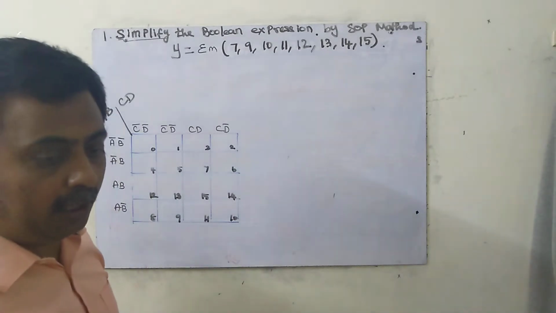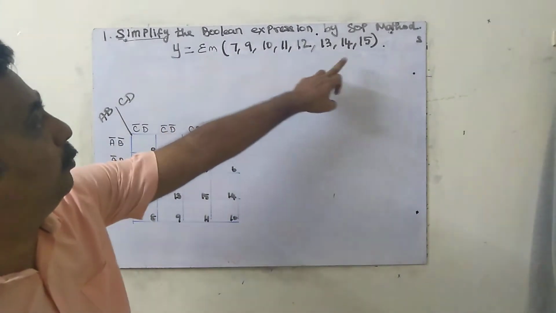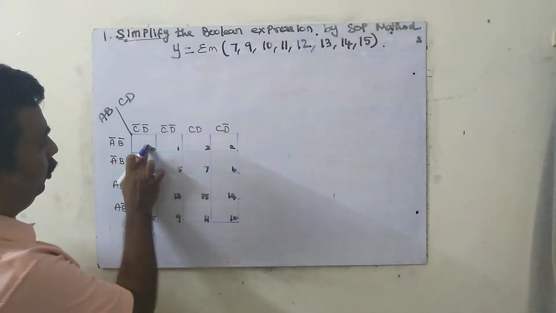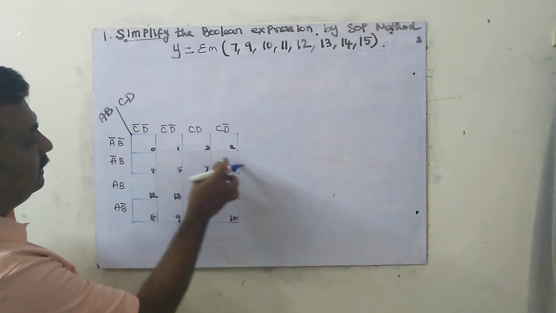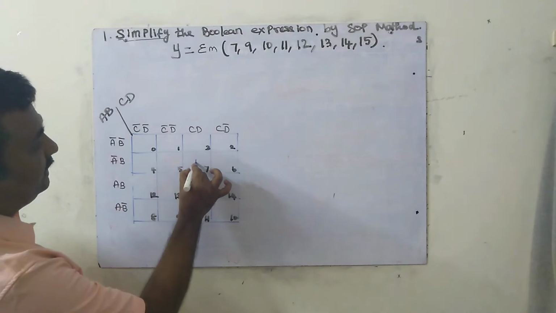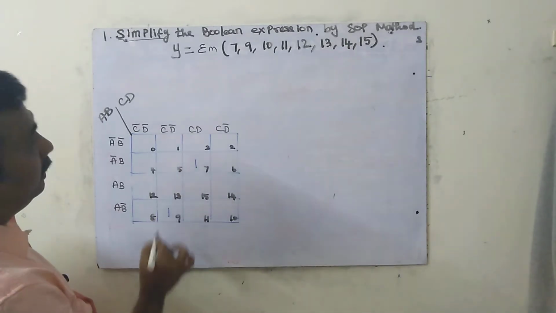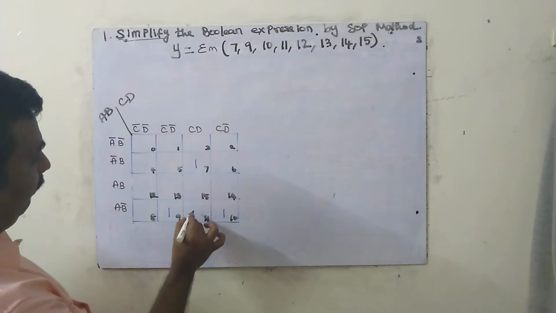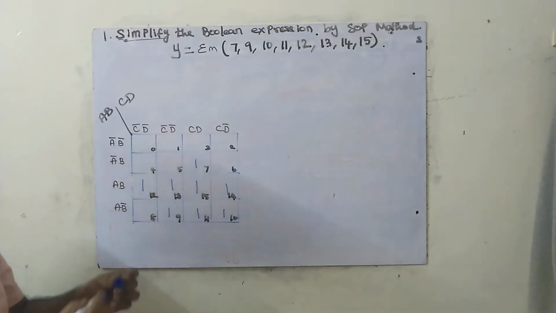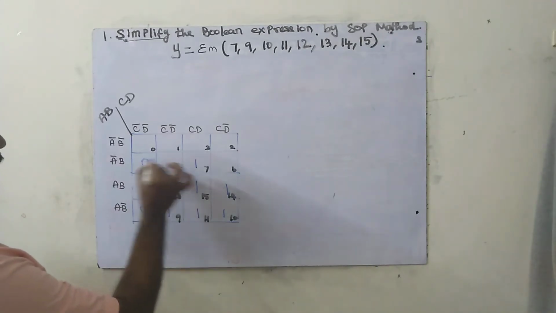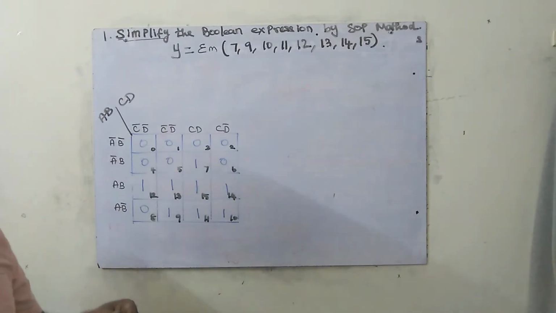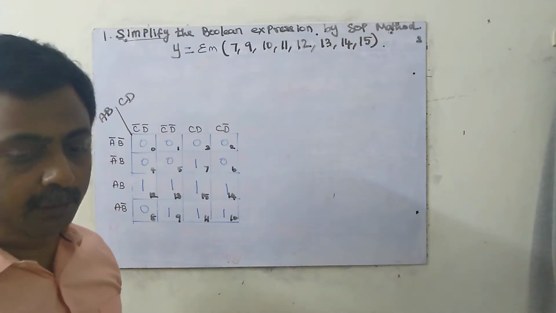Next what do I have to do? I have to put the 1s. In which locations do I have to put 1? Where is 7? See, 0, 1, 2, 3, 4, 5, 6, 7, then 8, 9, 10, 11, 12, 13, 14, 15. So in 7, next 9, then 10, 11, 12, 13, 14, 15. The remaining ones are 0. It's not necessary to put 0, but anyway we put 0 because suppose they ask for the POS method, then we have to put 0.